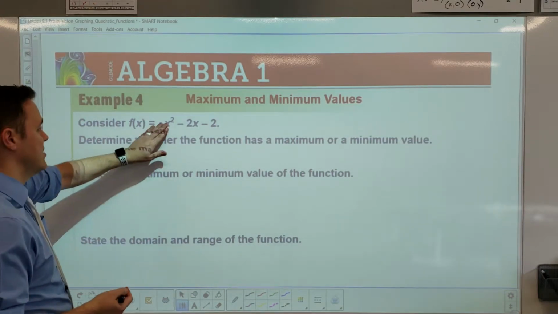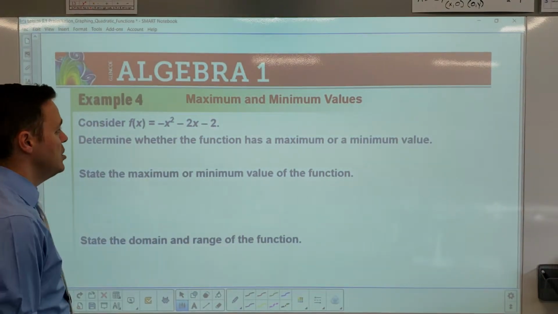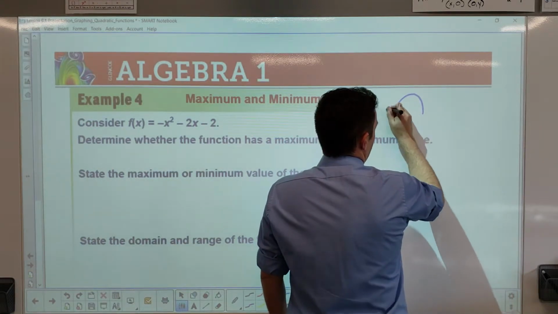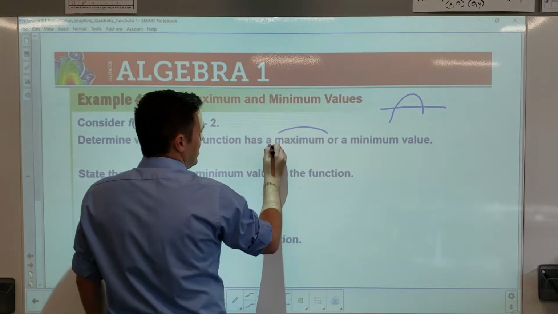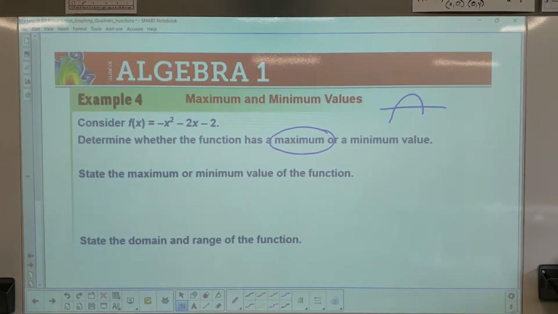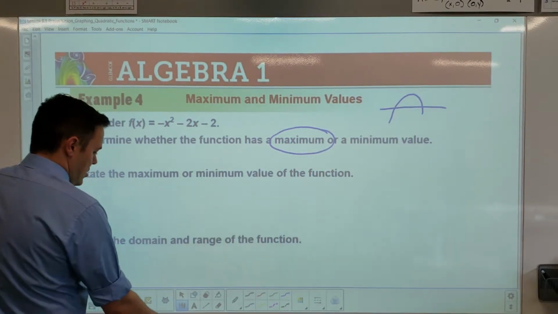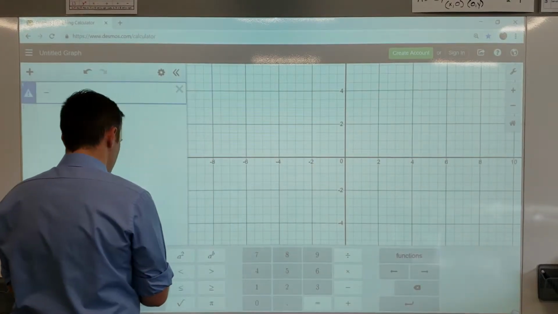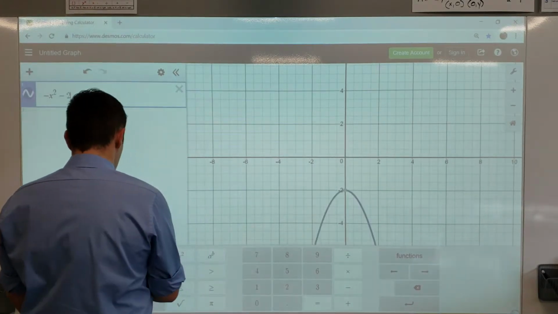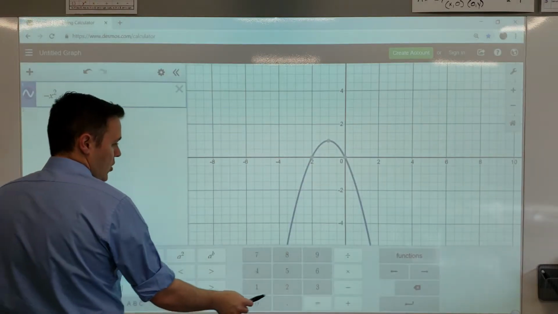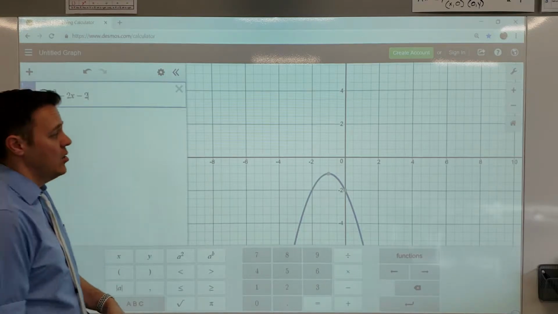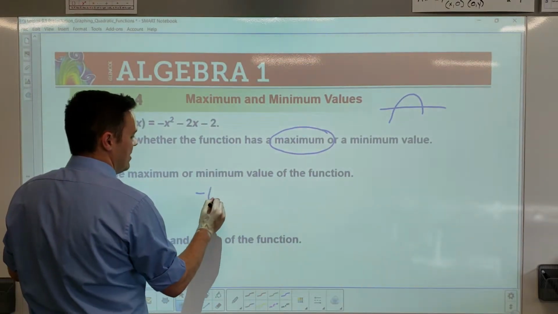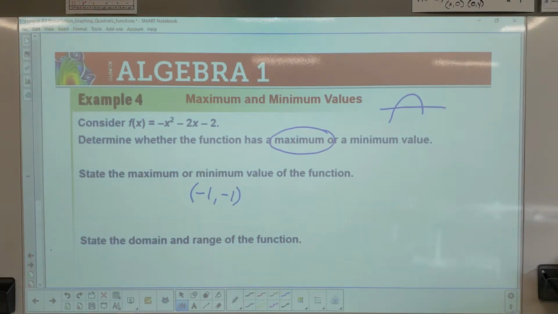Okay, so consider this function: negative x squared minus 2x minus 2. Determine whether the function has a maximum or minimum value. Well, if it's negative, I know it's going to be going like this. All right, negative values. So it's going to have a maximum. Now it's going to ask, state the maximum or minimum value of the function. Well, the value would be the vertex. So what you need to do is go in here. It's going to be negative x squared minus 2x, and then minus 2, okay? All right, you set this up, ladies and gentlemen. Here you go. My vertex is going to be (-1, -1). How convenient is that? So, to state the maximum value, it's -1, and the point is (-1, -1). State the domain and range of the function.